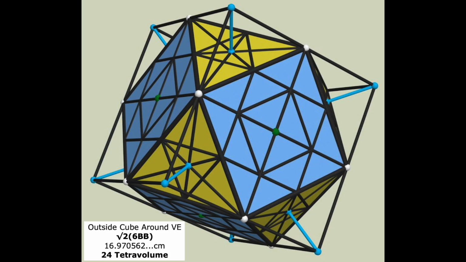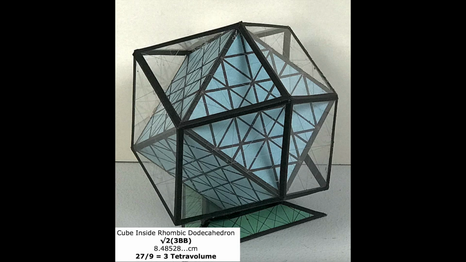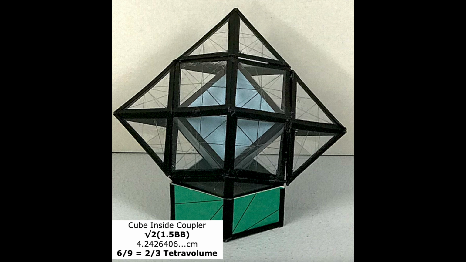These numerical and structural constants use the same patterns with the other sphere family structures. The cube that is the outside containment field around the 6bbVE has an edge of the square root of 2 6bb and a volume of 24 TVs. The cube inside the R dodeca is a square root of 2 3bb edge and 3 TVs, and the cube inside the coupler edge is the square root of 2 1.5bb, and its volume is 6/9 or 2/3 TV.